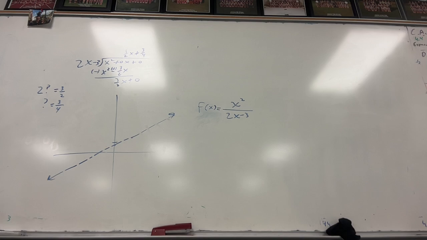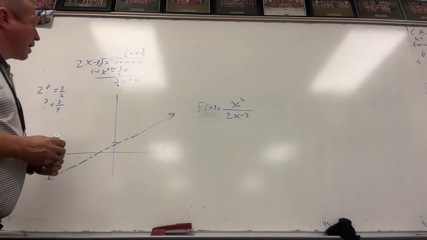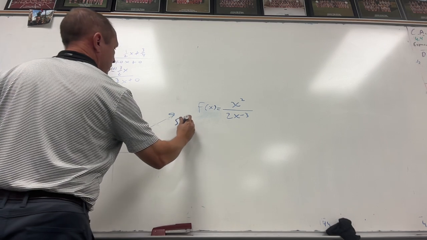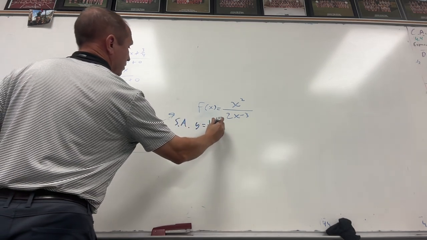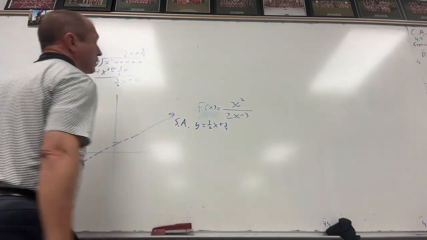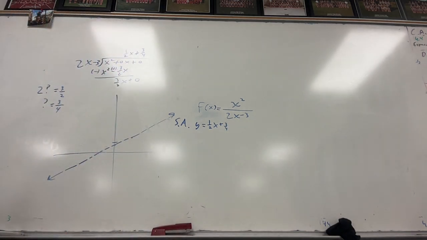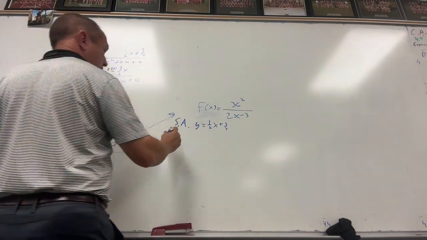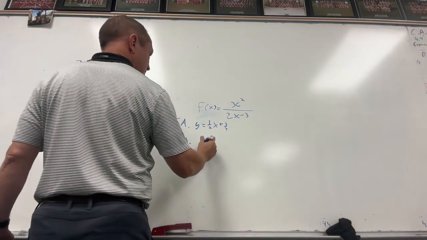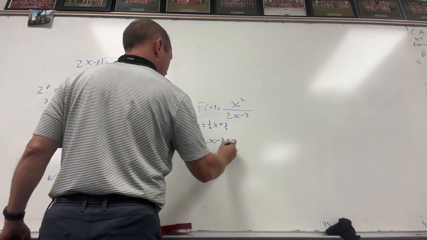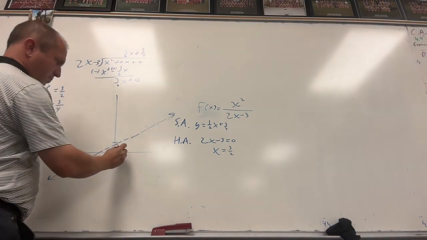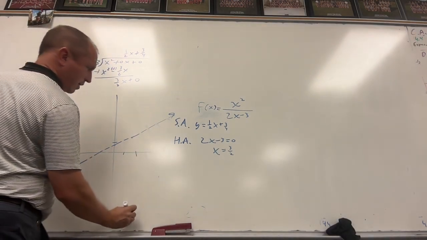So, let's go from here. Let's find our intercepts. Okay, slant asymptote, is there a vertical asymptote? I'm sorry, find a vertical asymptote. So a vertical asymptote is where 2x minus 3 equals 0, so x equals 3/2. So over here at 3/2, we've got us a vertical asymptote.